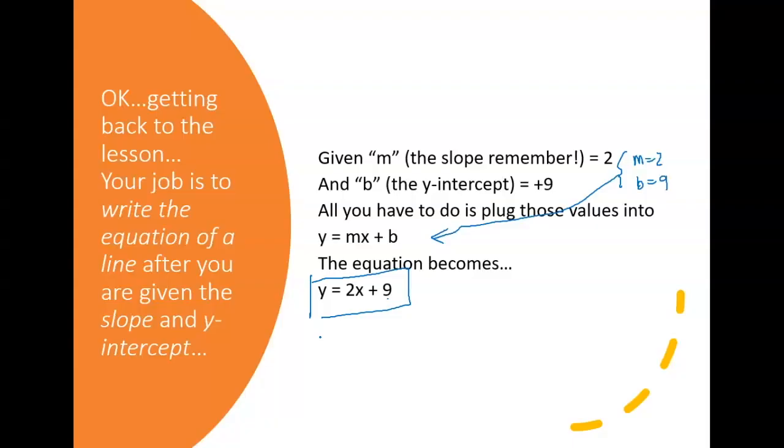Very similar, probably a question you'd get. So if you're just given the slope and the y-intercept outright, you can just sub it right into that equation. And there you go. You've got your equation of a line because you've been given those values.